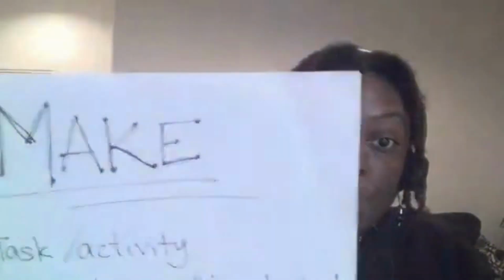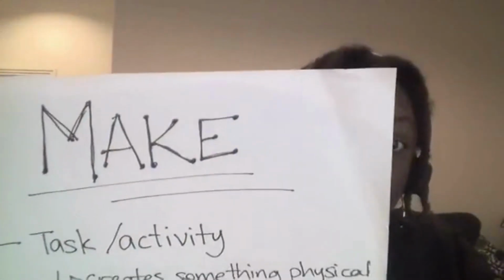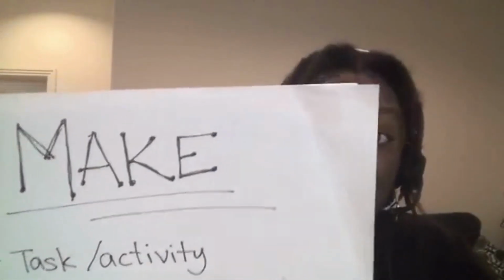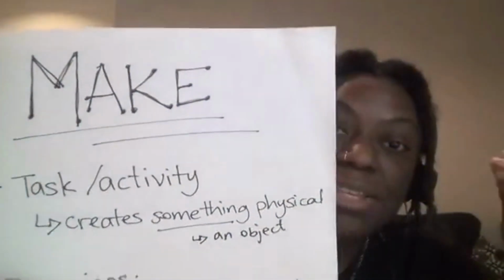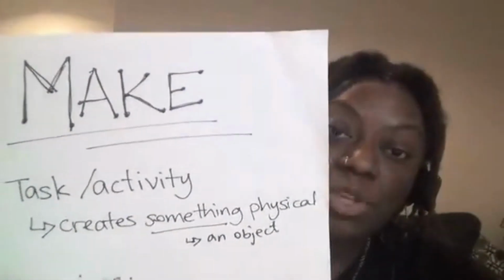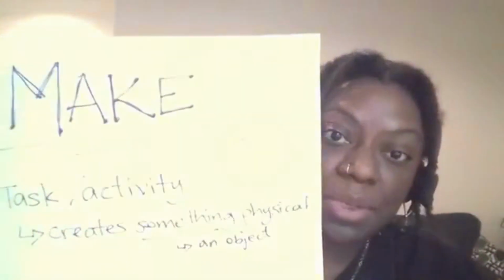So now let's get to what Vanessa was talking about with make. What is different about make? Like do, make is for a task or activity. So that part is the same. We use them both. Both make and do are for tasks or activities, but make creates something physical, an object. When we make something, usually there is a tangible, something you can touch, an object.